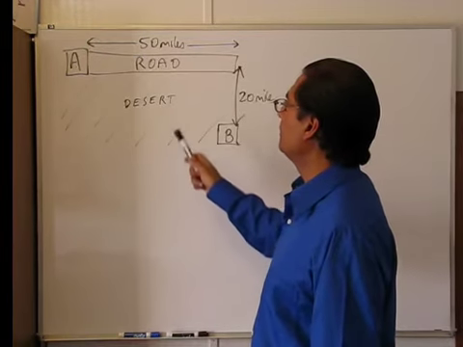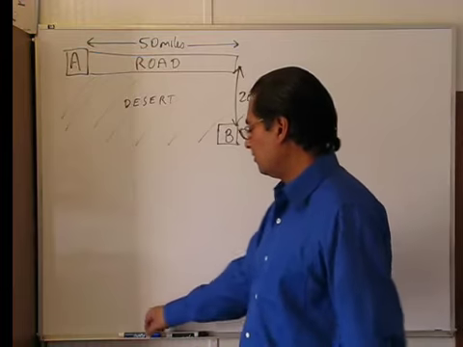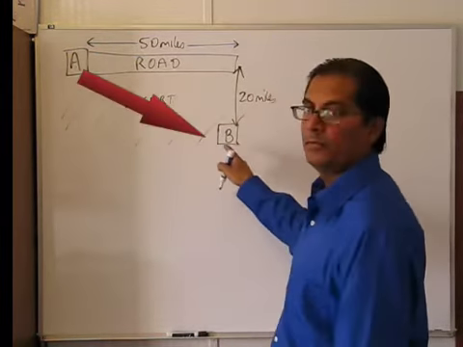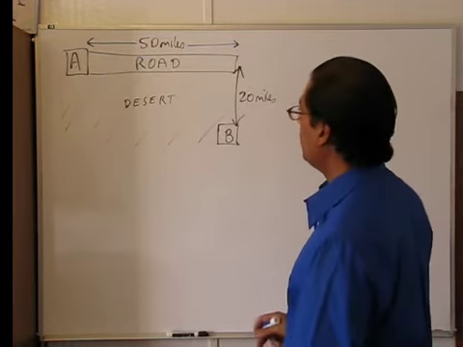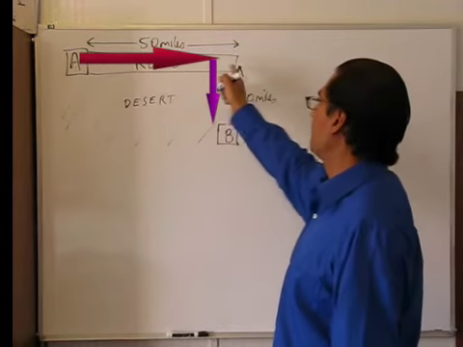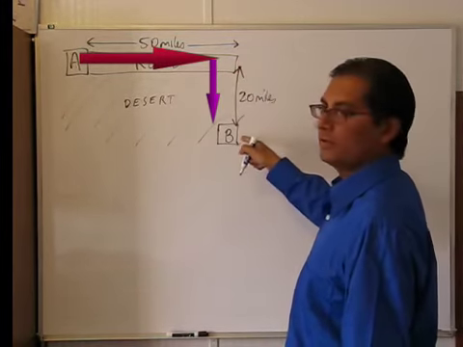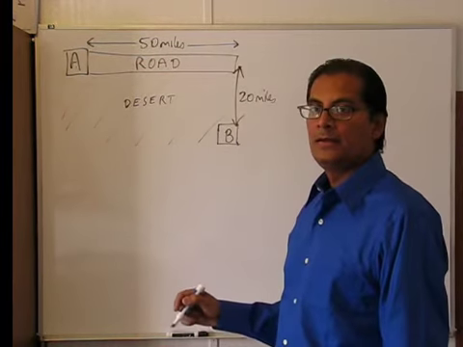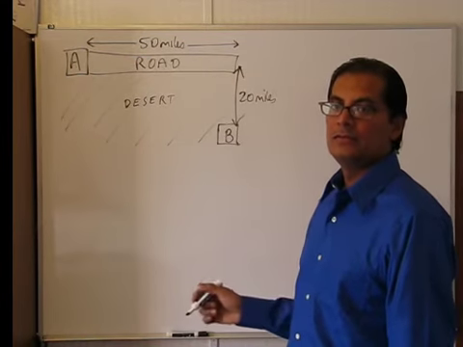So you want to know, which route should I take to get to B? Okay, certainly the shortest route is directly across from A to B. But then you'll be traveling all through the desert. Now you could take the longest route. The longest route is across the road. And then once you reach right opposite B, you come across the desert. But you'll be traveling 70 miles. That's the longest route. And you may have different speeds that you travel on the road and on the desert.